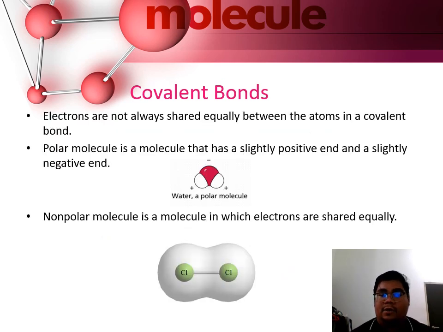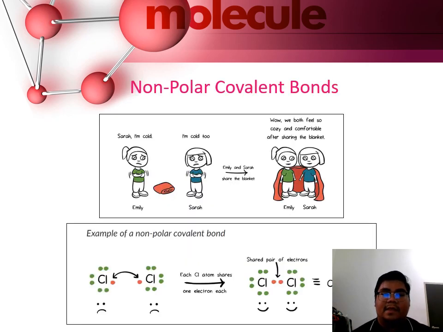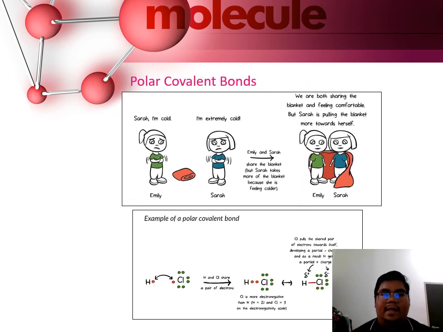Electrons are not always shared equally between atoms in covalent bonds. This is where a polar molecule happens, because a polar molecule has a slightly positive and a slightly negative end. A non-polar molecule has electrons that are shared equally. I'll show you an example of this. In a non-polar covalent bond, they share the electrons equally, meaning that the electrons are being divided very homogeneously. While in polar covalent bonds here, for example, Sarah is much colder than Emily is.